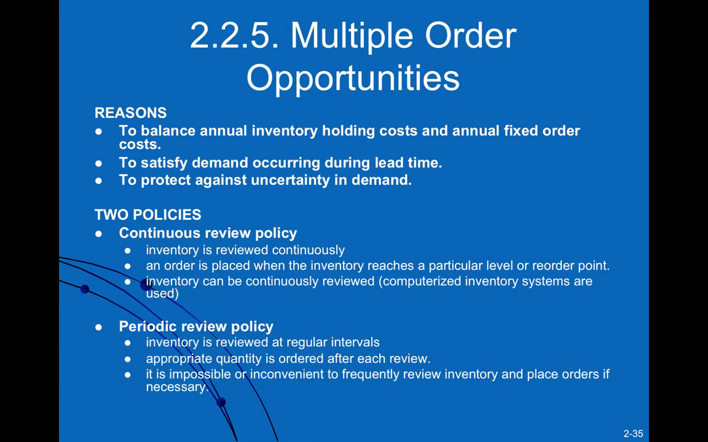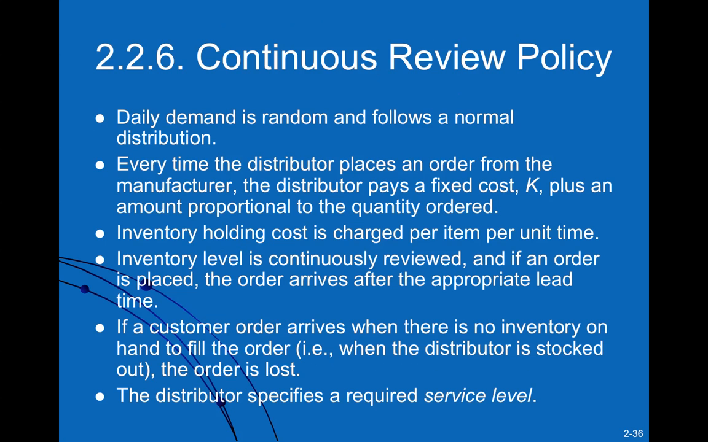We have two types of policies that we usually consider: a continuous review policy and a periodic review policy. I'll give you a sense of those two in a nutshell. With a continuous review policy, demand could be random, following a normal distribution as one example. The idea is that you monitor your inventory level continuously until you get to this reorder point, then you trigger an order, and you should receive it by the end of the lead time.